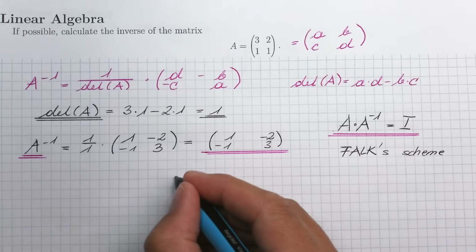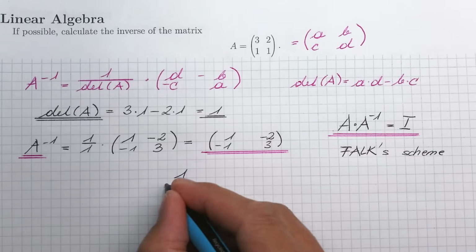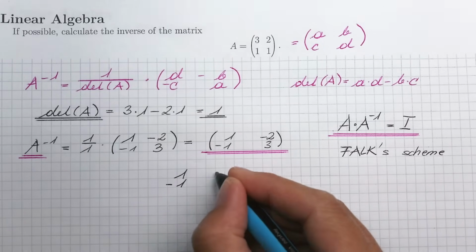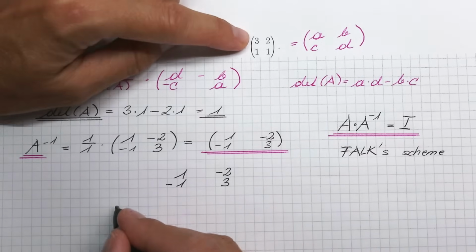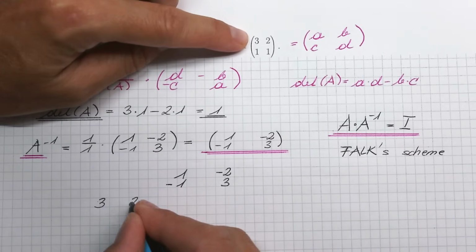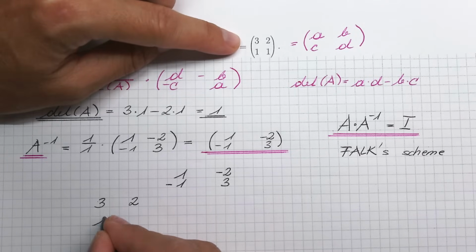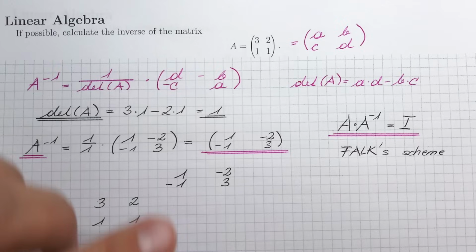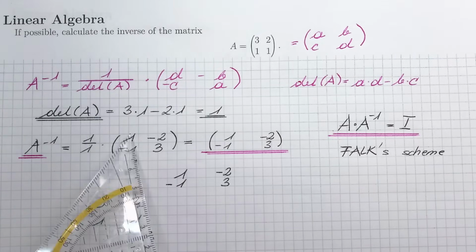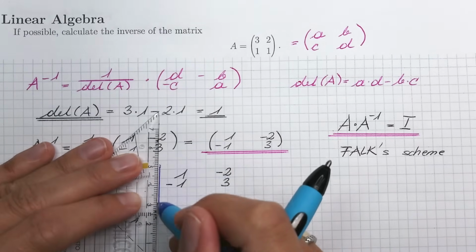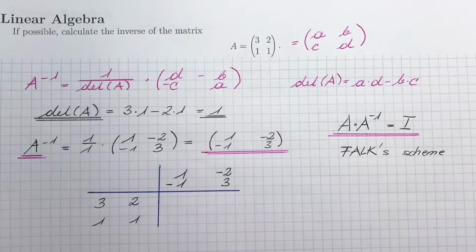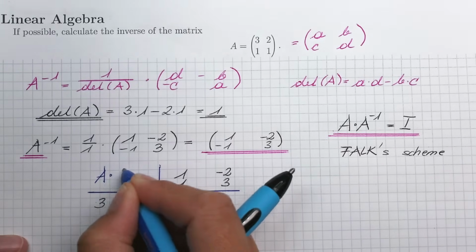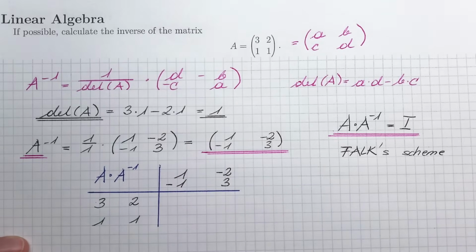So we take here A to the power of minus 1. It's 1, minus 1, minus 2 and 3. And here matrix A was 3, 2, 1, and 1. That's Falk's scheme here. This is A times A inverse.